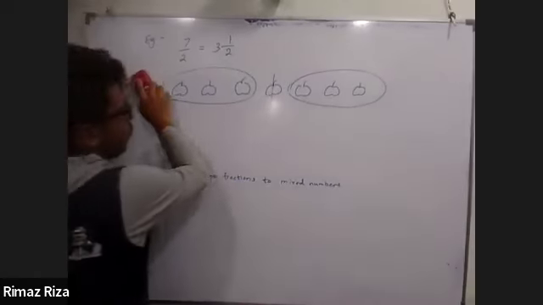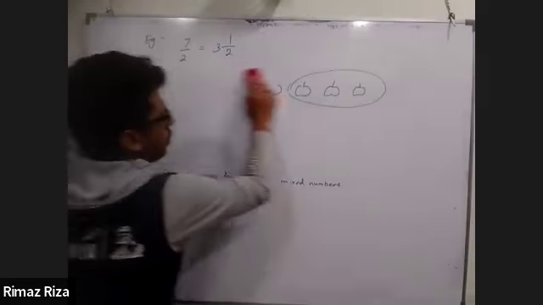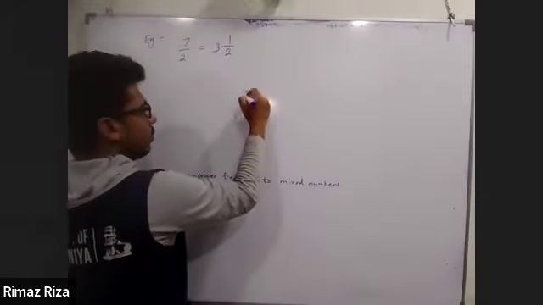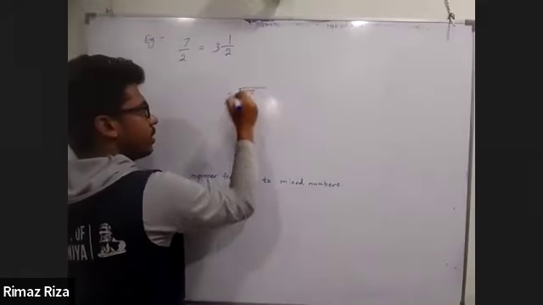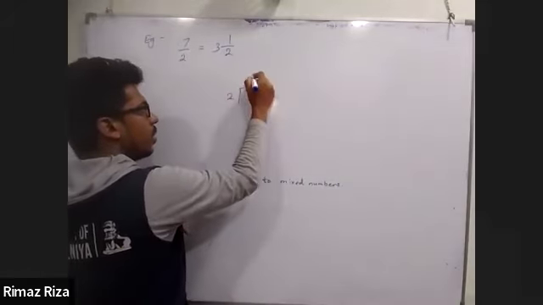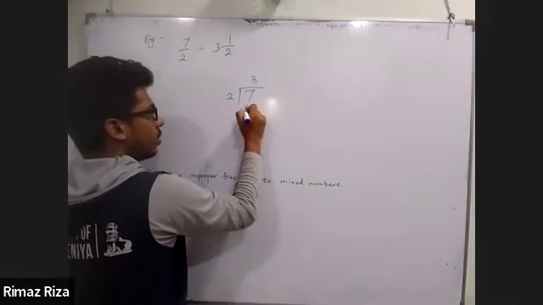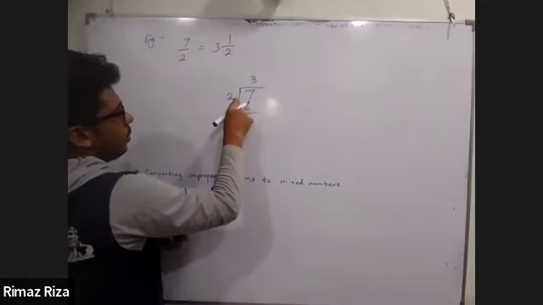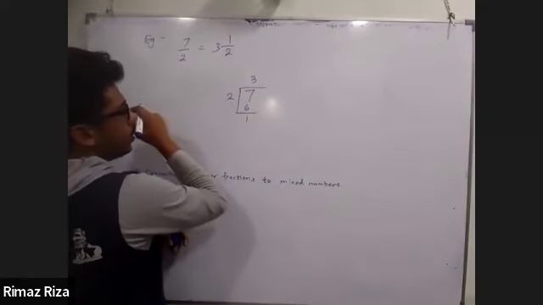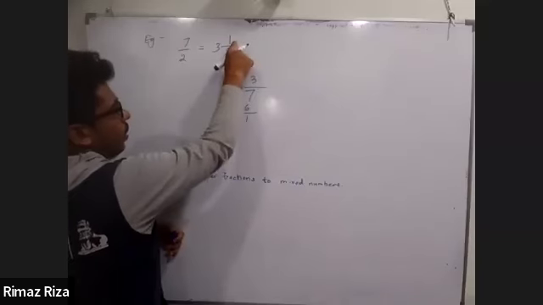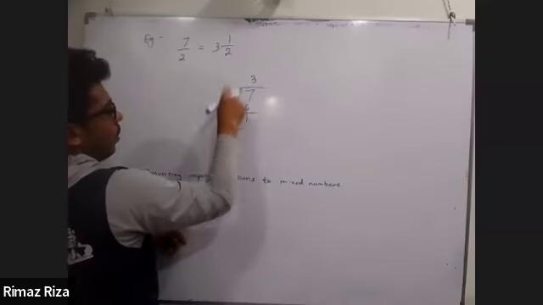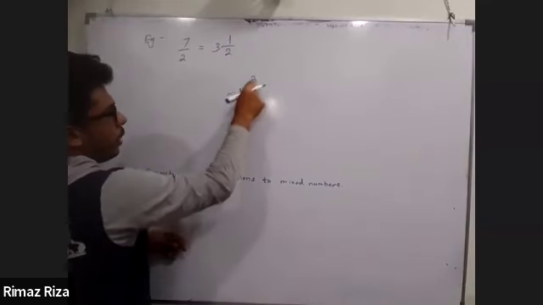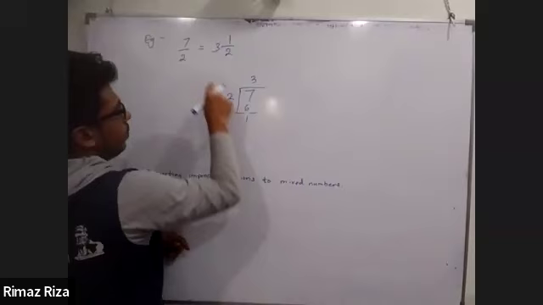Or else, the easy way is, 7 you want to divide by 2, normal division. 7, how many 2's are there? 3. 2 into 3 is 6, remains 1. So here we have 7 divided by 2 is 3 and a half. This number is 3 and the remainder is 1 over 2. Okay.